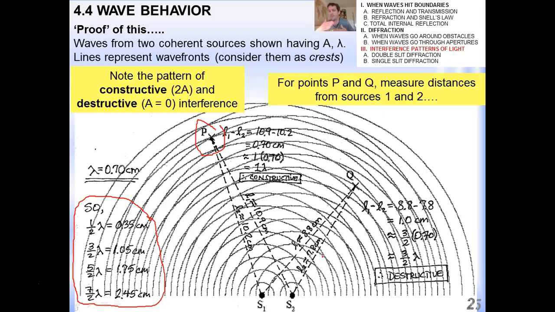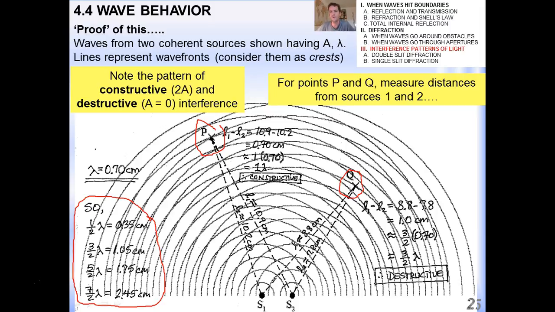You can actually go and measure all these distances yourself, and you can pick any points you want on here. In any case, for point Q, the difference is 1 centimeter, which is about 3/2 lambda, which means that is a point of destructive interference. So this actually really works. This is like real world stuff, okay?